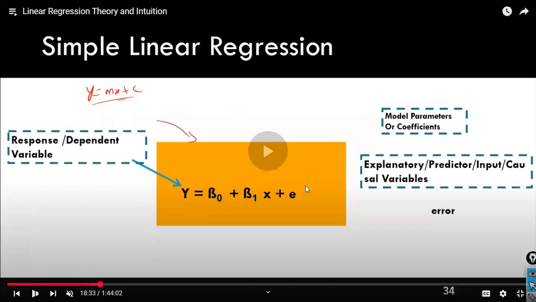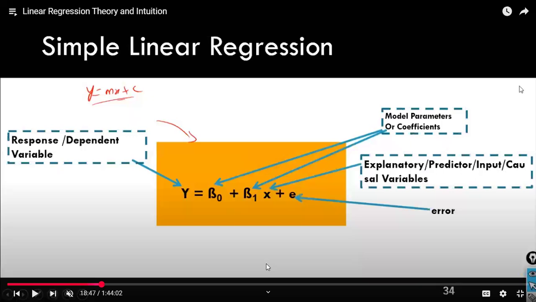So this is the equation for the linear regression model, the simple linear regression model. It's very important. The equation for simple linear regression is y equals beta naught plus beta 1 x plus e. E is the error, and beta naught and beta 1 are called your coefficients.